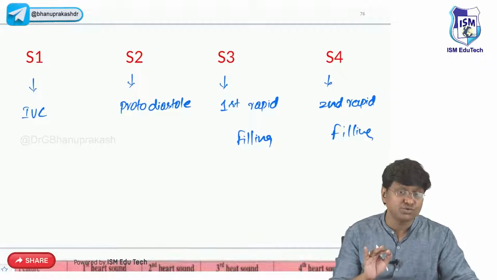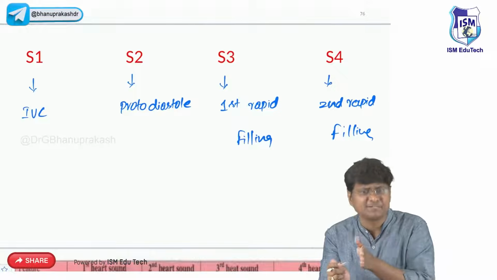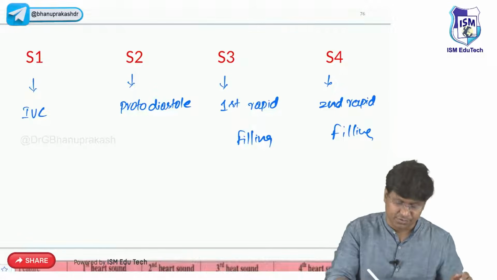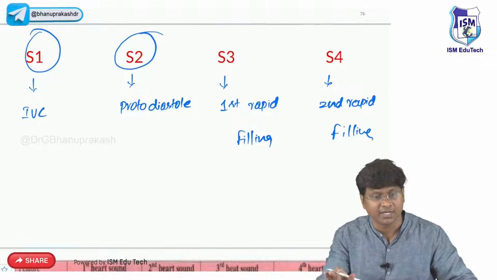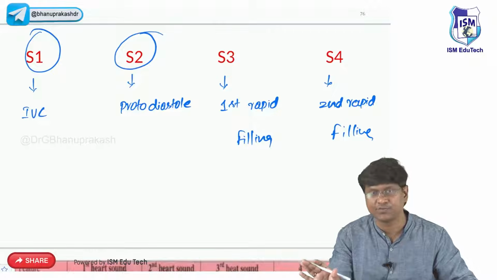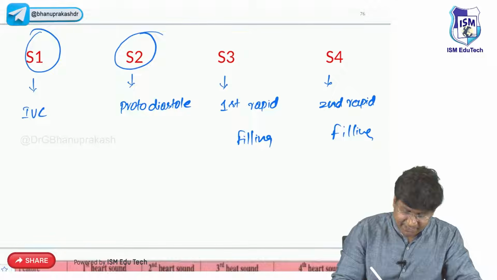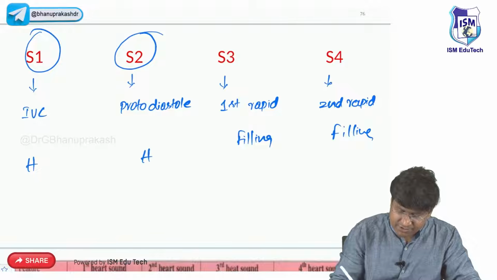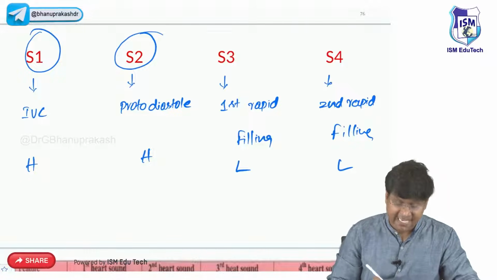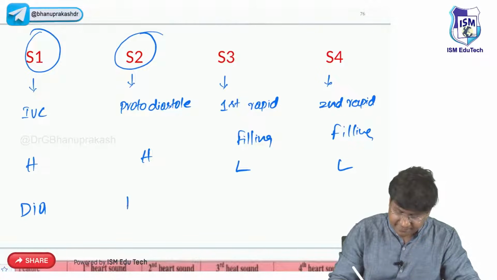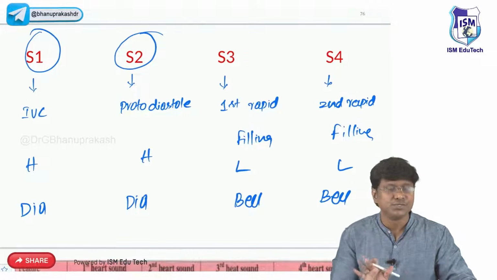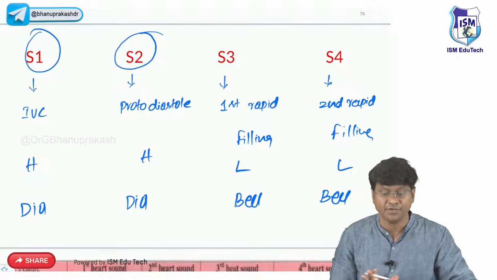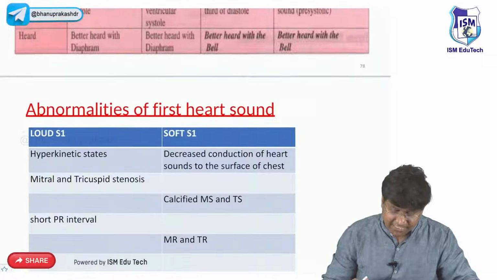And you also need to know among all these heart sounds which are the high pitched sounds. Your S1 and S2 are high pitched sounds. S3 and S4 are low pitched sounds. And because these two are high pitched and these two are low pitched, high pitched sounds are heard with the diaphragm, right? Whereas low pitched sounds are heard with the bell of the stethoscope. Okay, so this is a brief summary of your basic heart sounds, but you need to know the abnormalities, right?